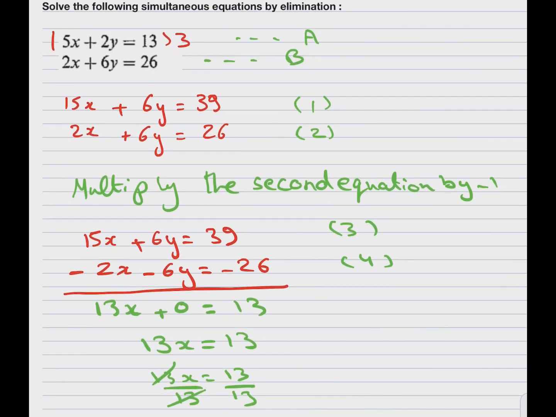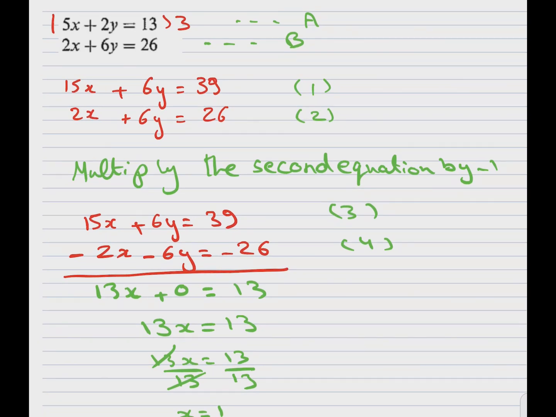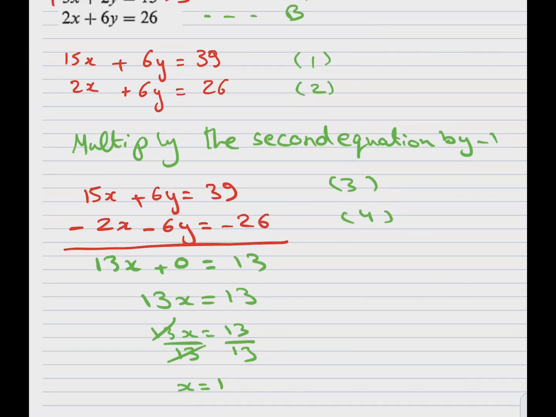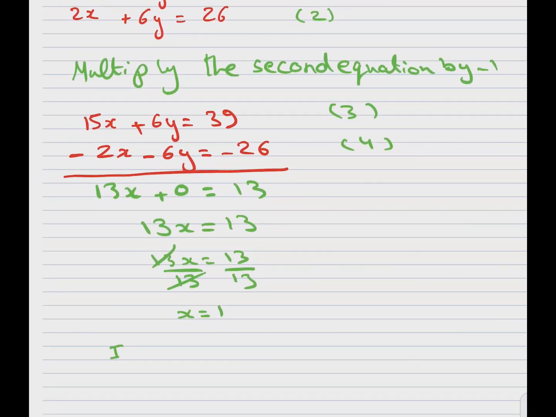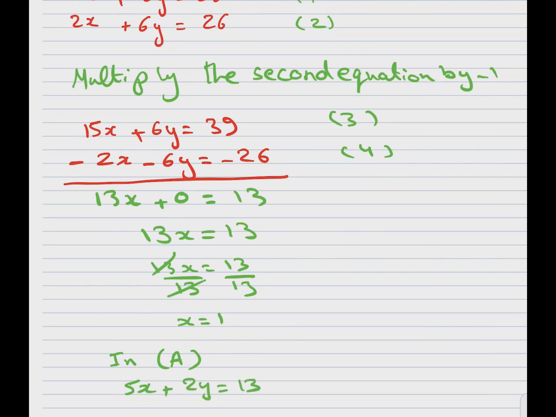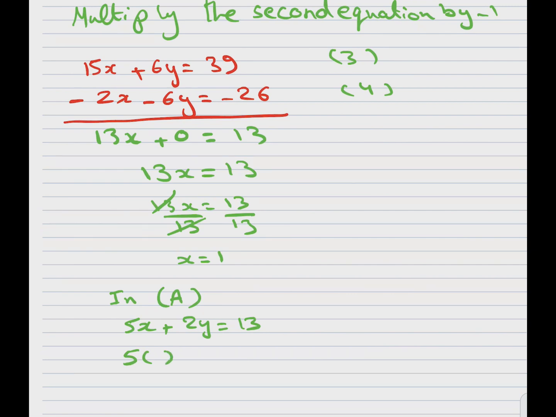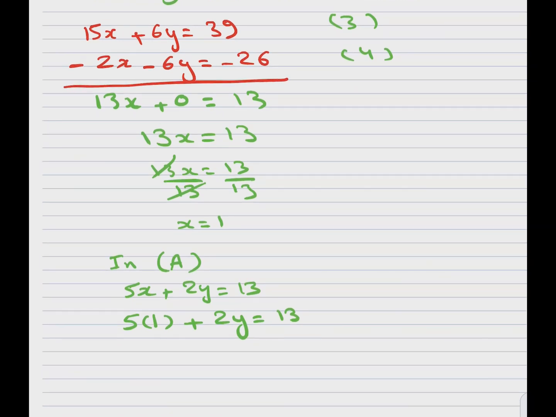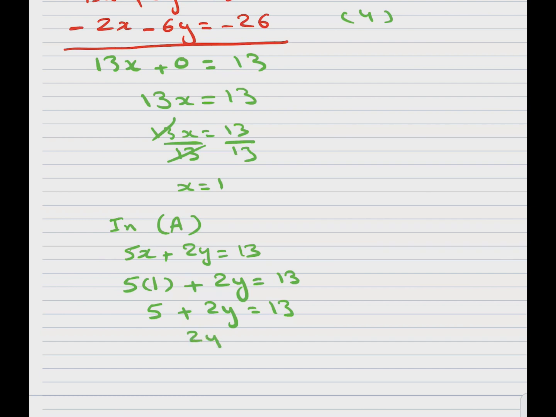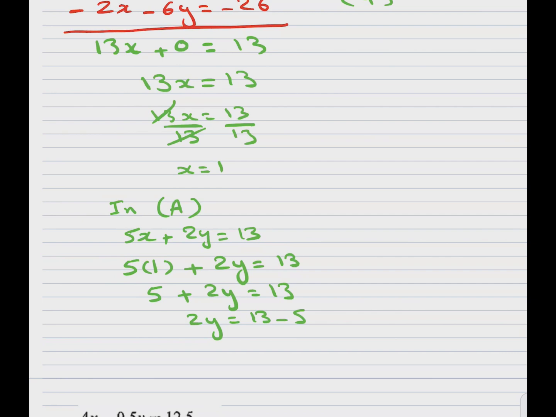Always use the original equations, better than the equations that you got. So here, 5x plus 2y is equal to 13. So in A, 5x plus 2y is equal to 13. Then 5 multiplied by 1 plus 2y is equal to 13. Then 5 times 1 is 5, so 5 plus 2y is equal to 13, and then I bring the 5 to the other side, so 2y is equal to 13 minus 5, and then 2y is equal to 8, and then divided by 2, which will give me y equals 4.